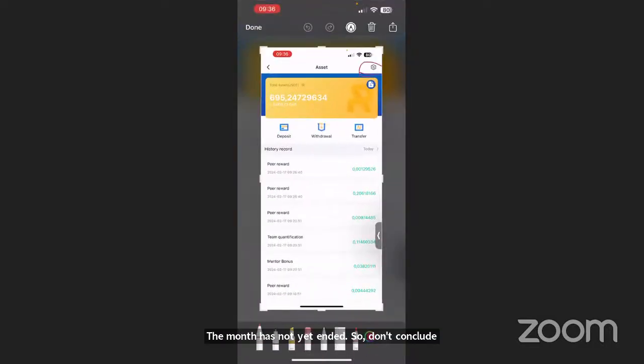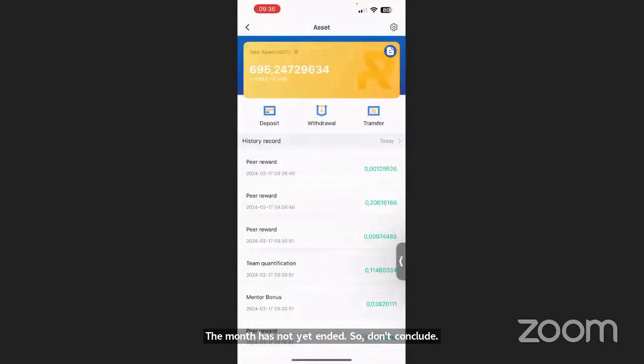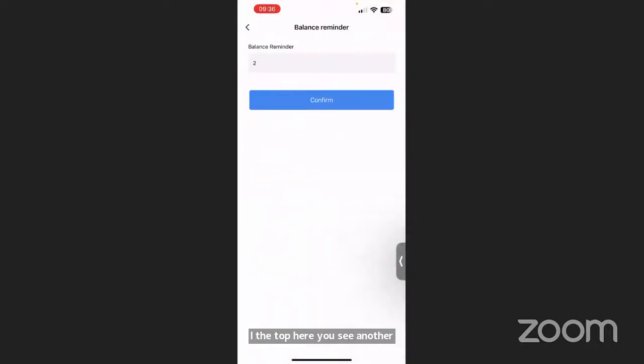At the top here, you see another setting that is for the fuel fee reminder. The default one is 2. You can actually increase it. Once you increase it, your robot will stop working if it gets to that price. People who have big capitals actually increase it so that they can be topping up on time.